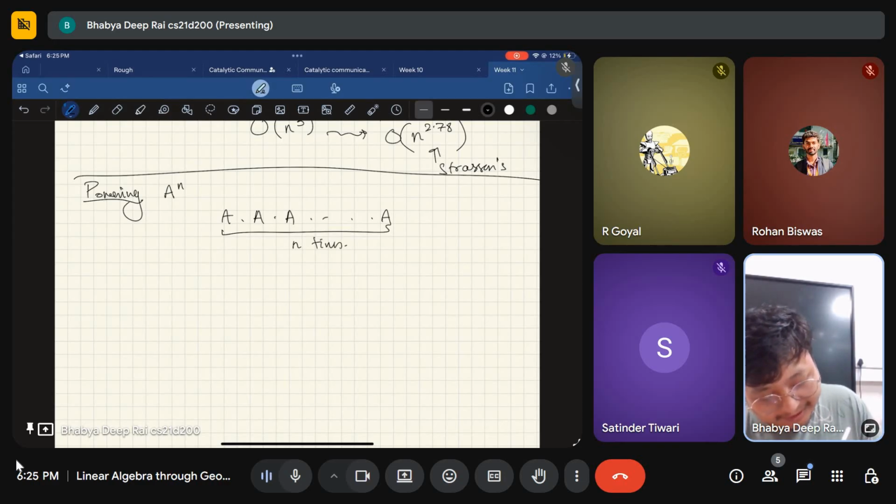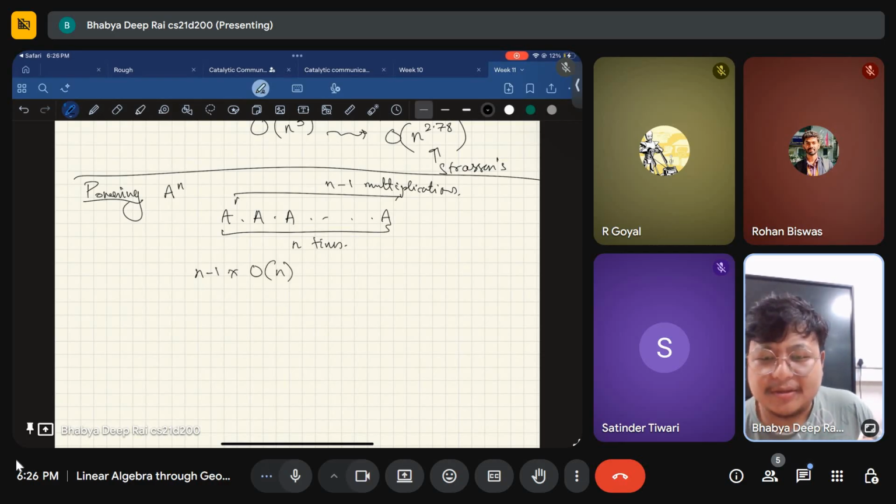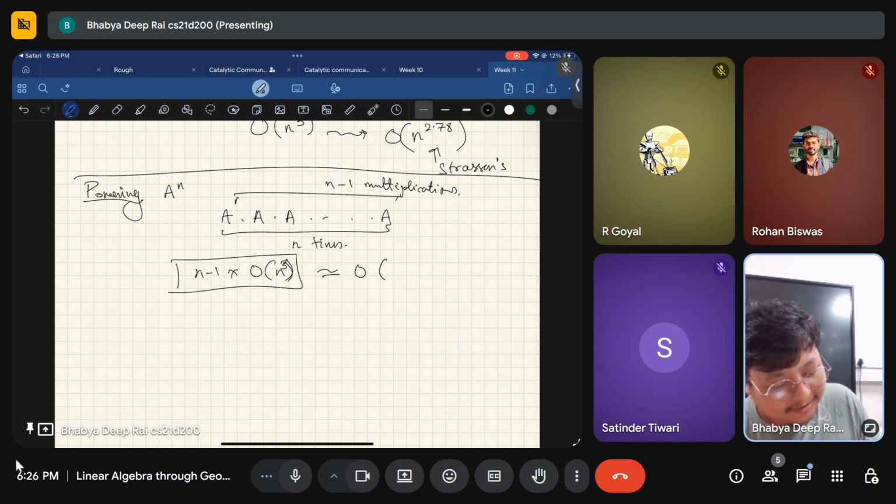If you multiply this first, then this, then this, how many multiplications will you need? You'll need n minus 1 multiplications. So if you do the previous technique, you need n minus 1 times order n cube, or order n to the 2.7. This should be the complexity of this problem. So this is roughly n to the 4.